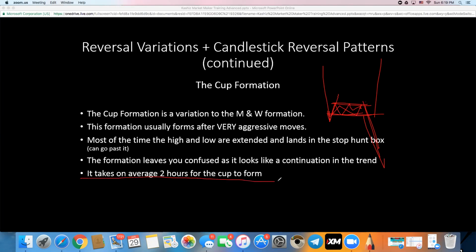Here's one of the most important things. It takes on average 2 hours for the cup to form. Okay? On average, it takes 2 hours for the cup to form. Can it take a little less? Can it take a little more? Yes. Okay. So I'll leave this up for about 10 more seconds before I move on. All right.